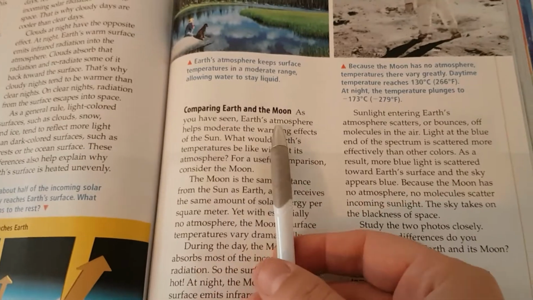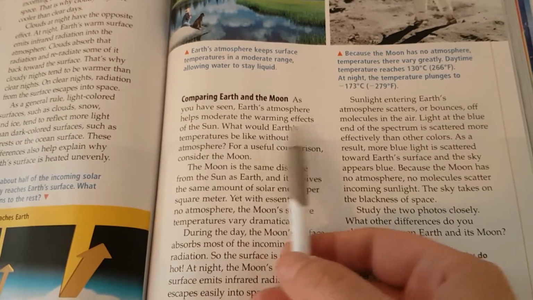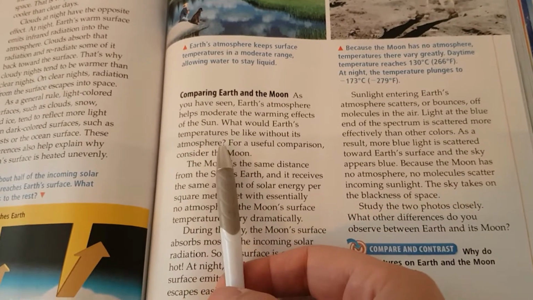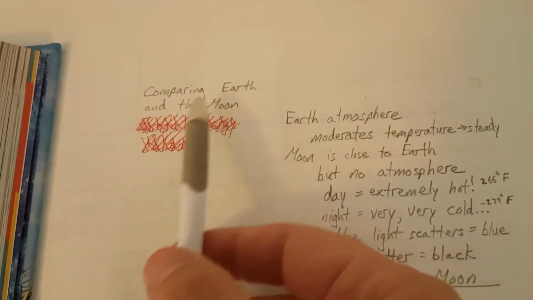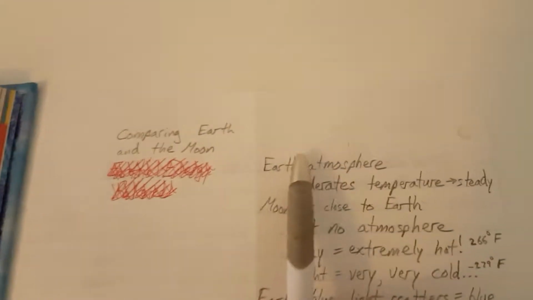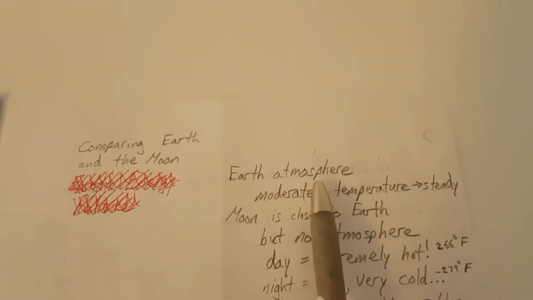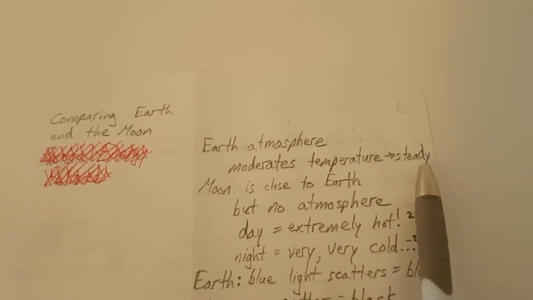As you have seen, Earth's atmosphere helps moderate the warming effects of the sun. What would Earth's temperatures be like without its atmosphere? For a useful comparison, consider the Moon. Okay, so comparing Earth and the Moon. Earth atmosphere moderates temperature, arrow steady.